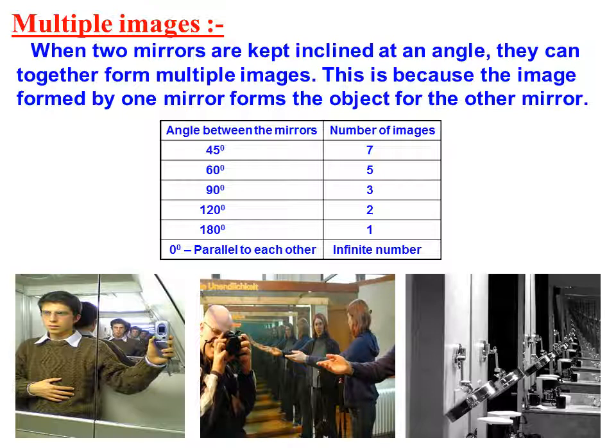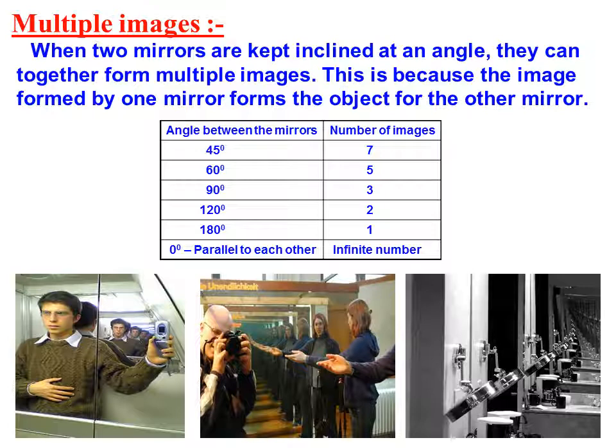But if they are parallel to each other, means if it is kept at 0 degree, that means an infinite number of images can be seen. As we can see in the 3 images, they are all kept parallel to each other at 0 degree, and the images that we can see are infinite. That means however far we can see, we will see the image. Okay, so this is how multiple images are formed.